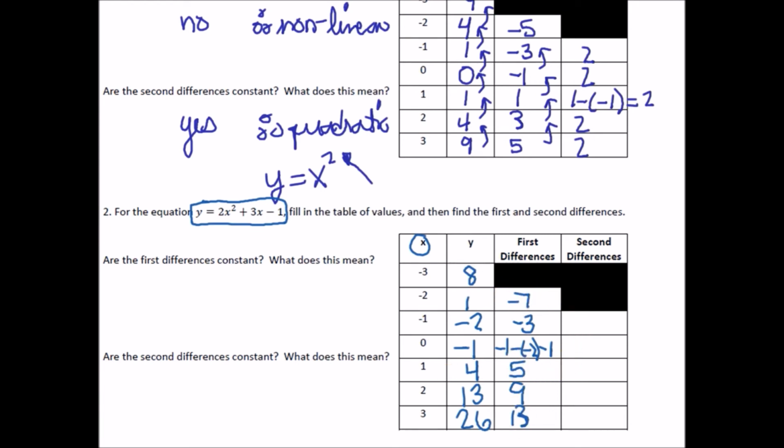Okay, let's go up this line. So we can see that the first differences are not constant. So are the first differences constant? No, therefore it's nonlinear. So we know already that it's not a line.